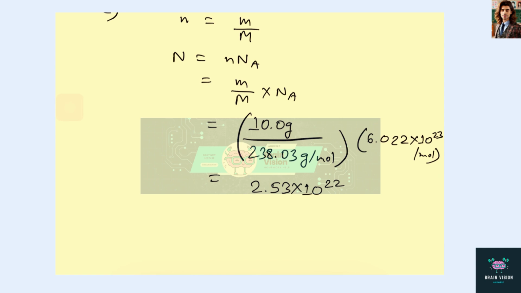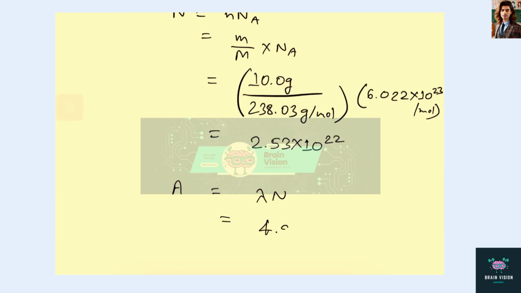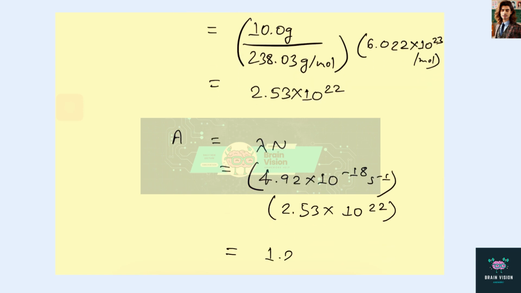So the alpha particles emitted per second is the activity, and this is equal to lambda times N. Decay constant lambda is 4.92 times 10 to the power minus 18 decays per second, and the number of particles is 2.53 times 10 to the power 22. So we get activity 1.24 times 10 to the power 5 decays per second, and the decay will be in the form of alpha particles. So this will also be the number of alpha particles emitted per second. And this completes the solution.